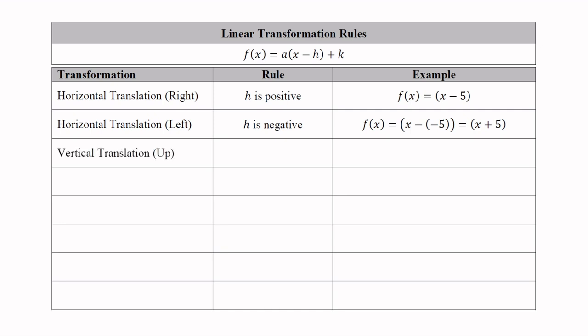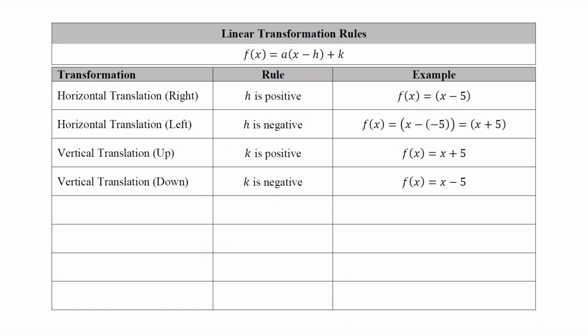A vertical translation up is when k is positive, so that k on the end is when it's positive, so you'll have something like x plus 5. A vertical translation down occurs when k is negative, so something like x minus 5. Notice this time, no parentheses.